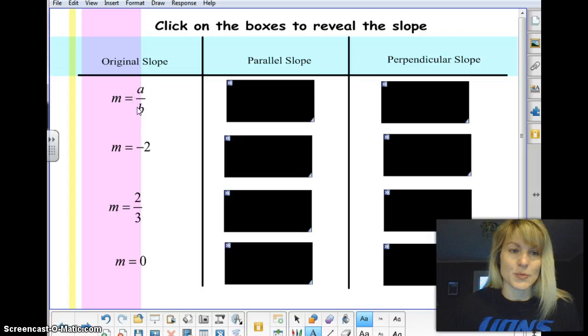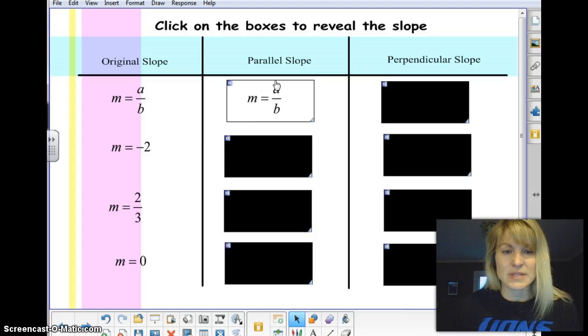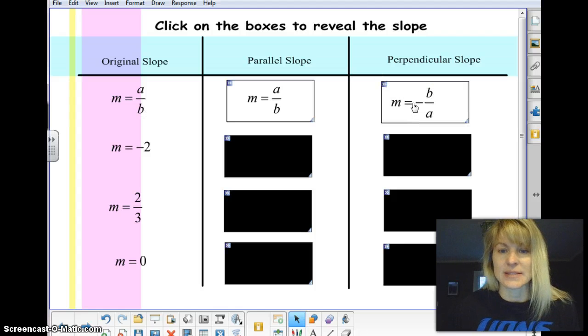When you have a slope of a over b, so any number a and any number b, they are parallel if they're the same. So if it's a over b, it's a over b. They're perpendicular if it's a negative reciprocal, which means it's negative b over a.